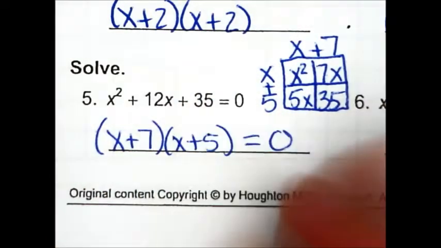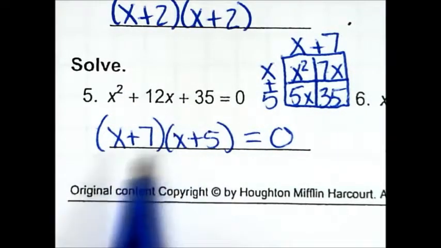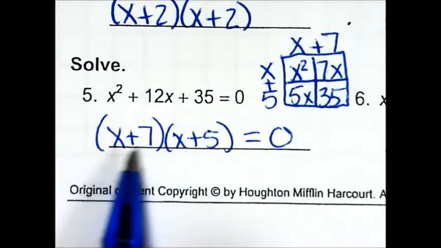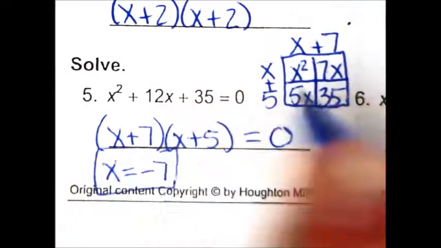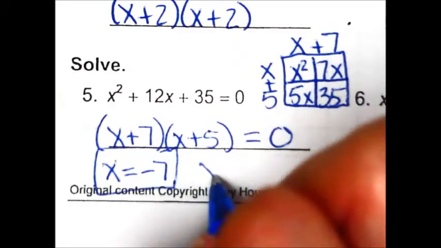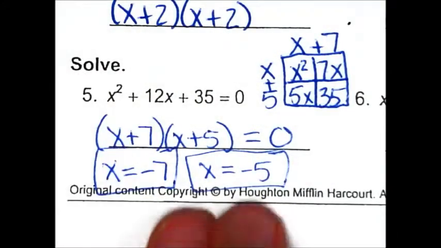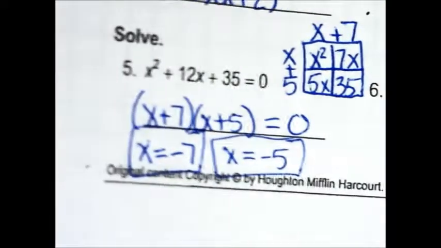But because it says equals 0 and they say solve it, they want to know what your x values would be that would make this equal 0. So that's where you need to finish it out and find the zeros. To make x plus 7 equal 0, you would need x equals negative 7. And to make x plus 5 equal 0, you would need x equals negative 5. So when they say solve it, make sure you finalize the answers and solve. Okay, let's do a couple more of those.